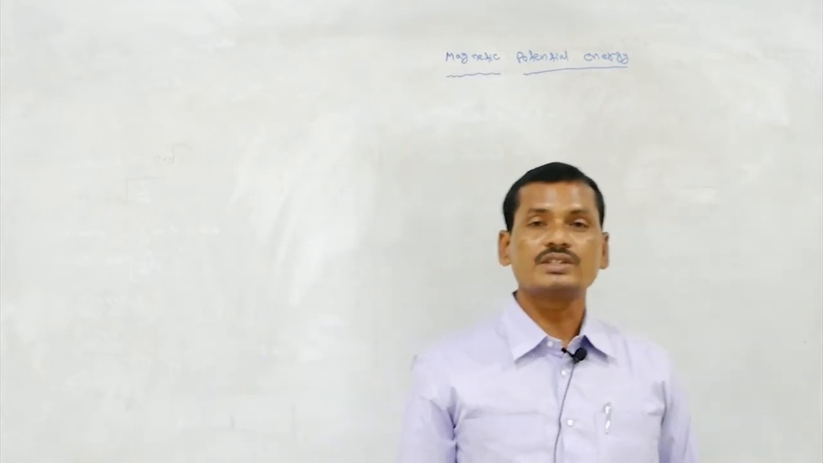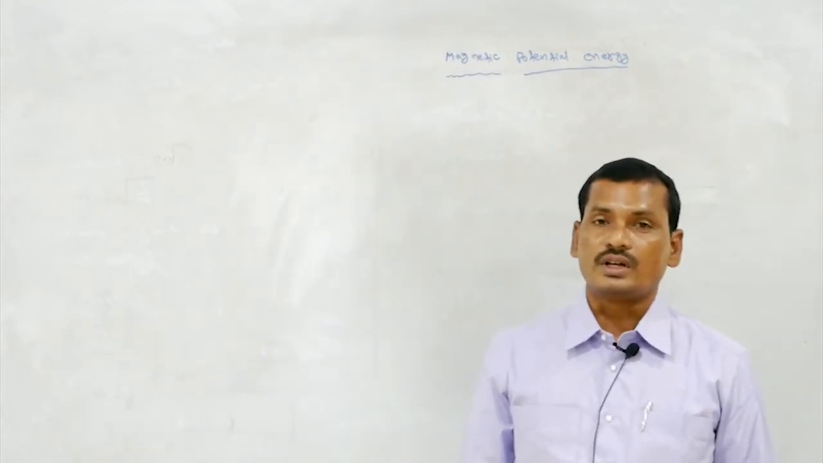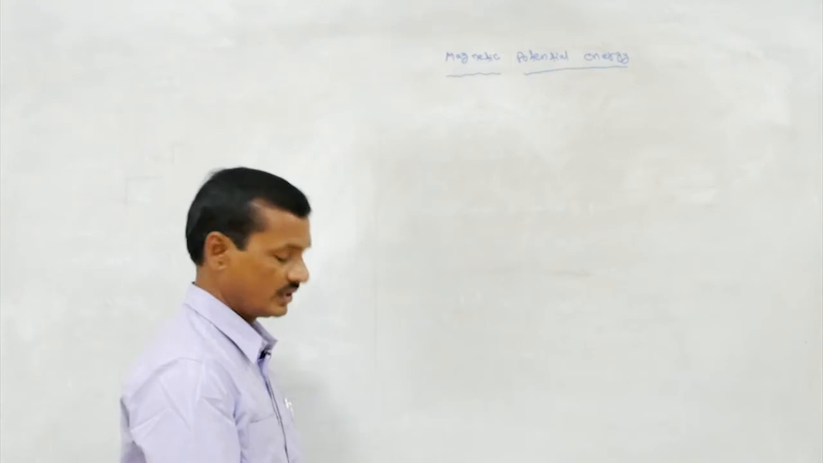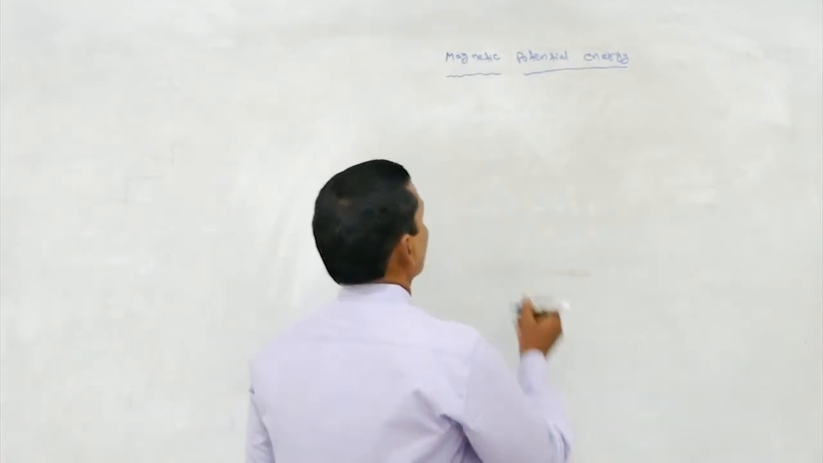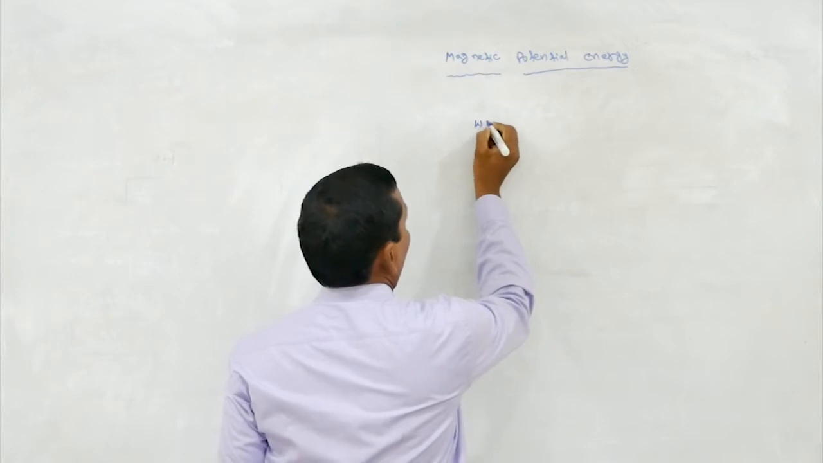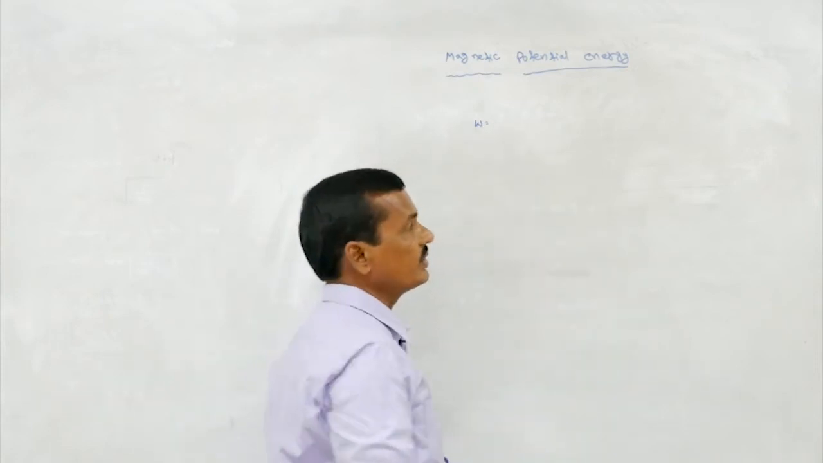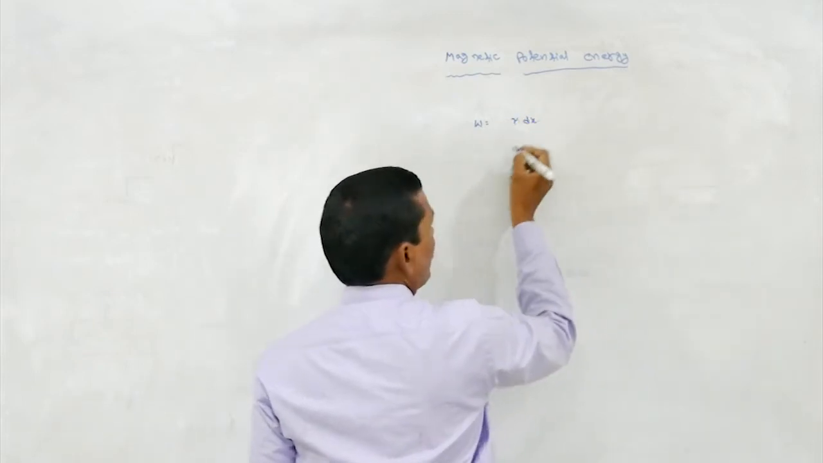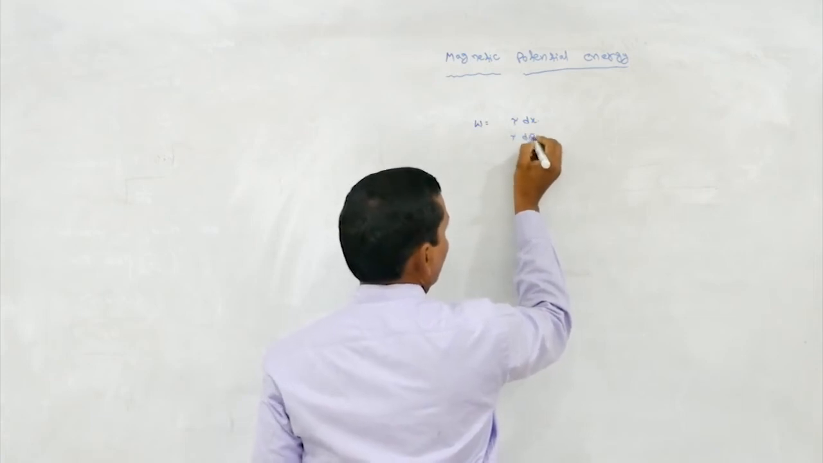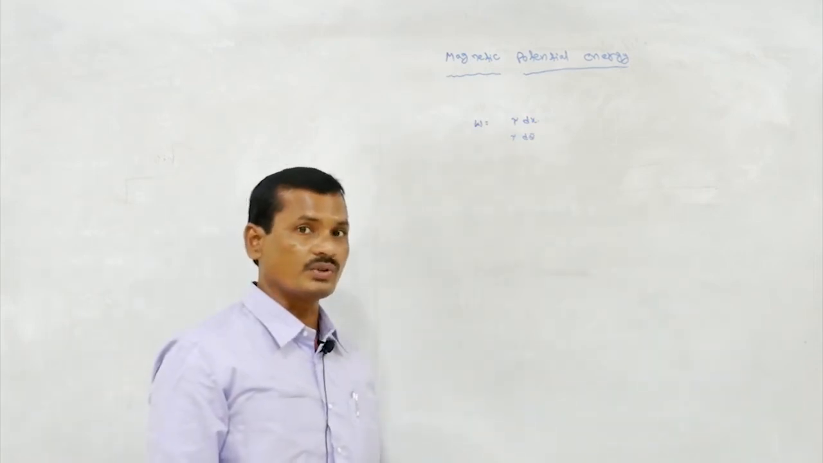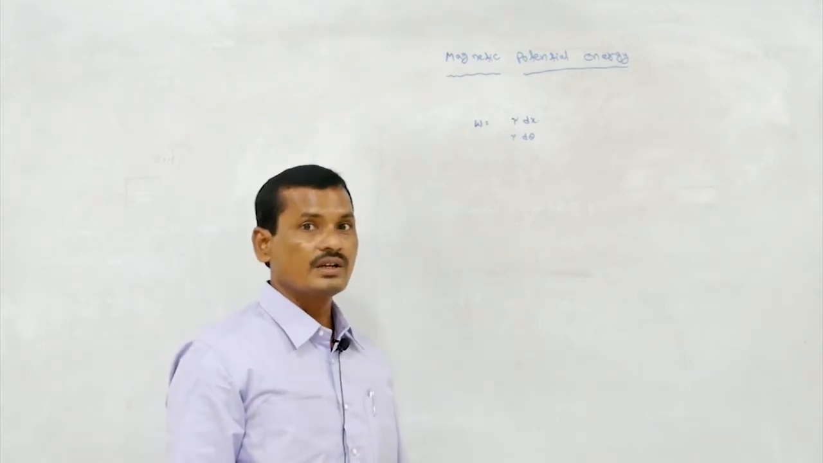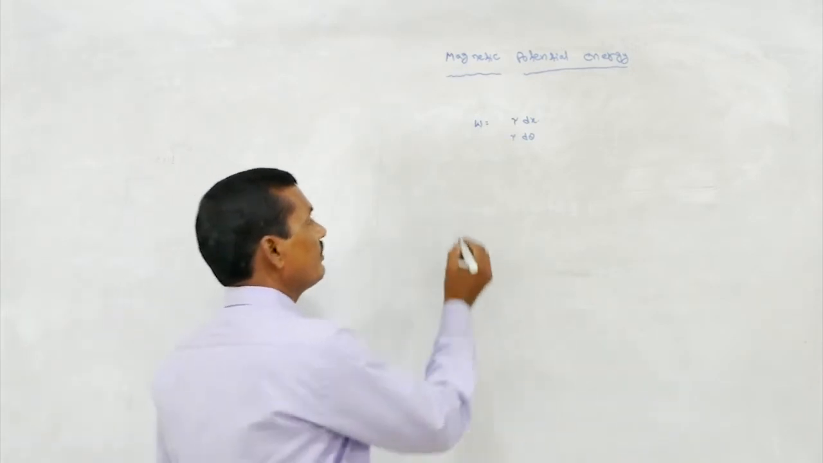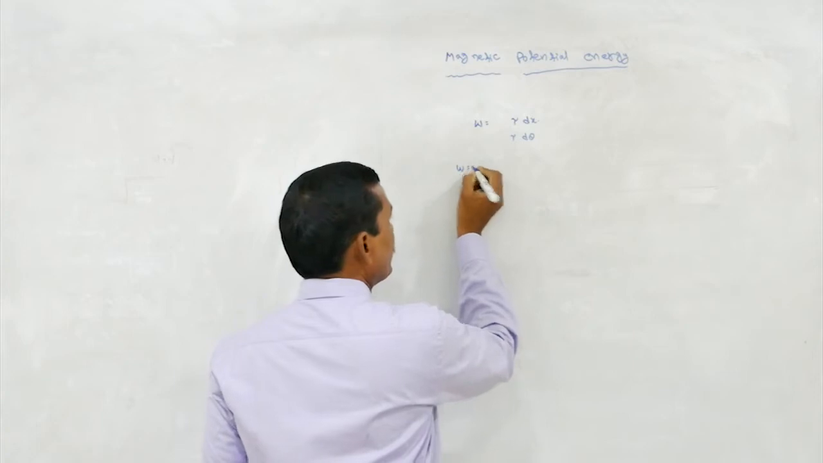According to the work energy theorem, we already know energy is also one kind of work. Therefore, work done W equal to tau into dx or tau into d theta. Now tau is replaced by force and dx or d theta is displacement. Work done W equal to force into displacement. In the same way, work done W equal to tau.